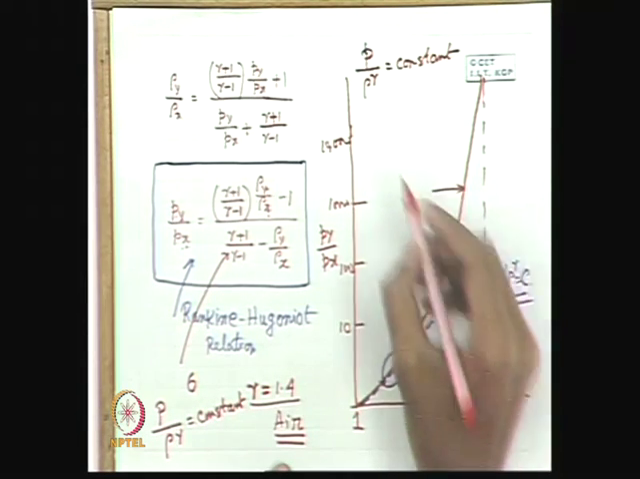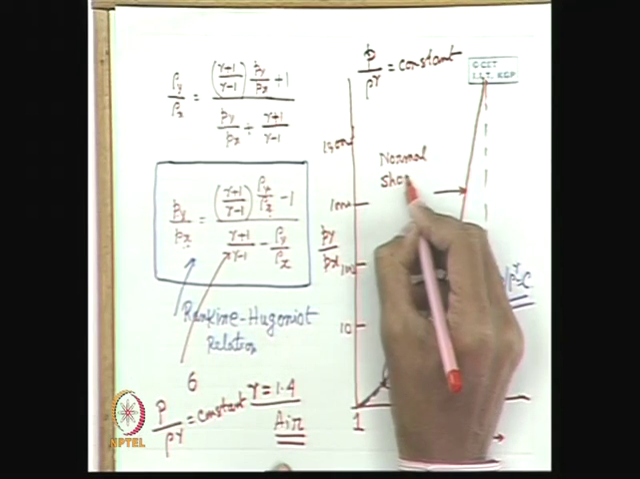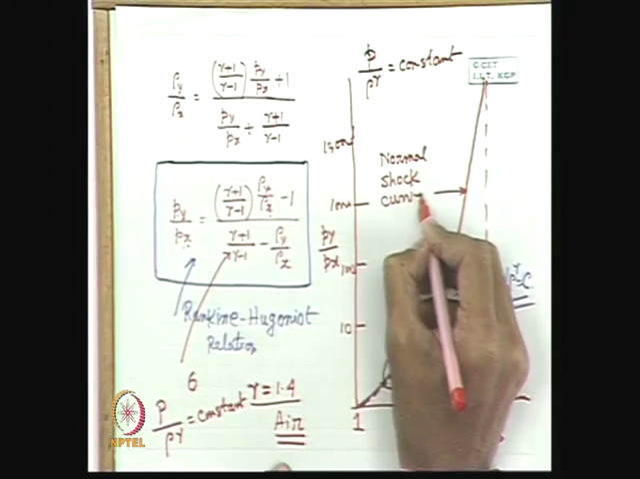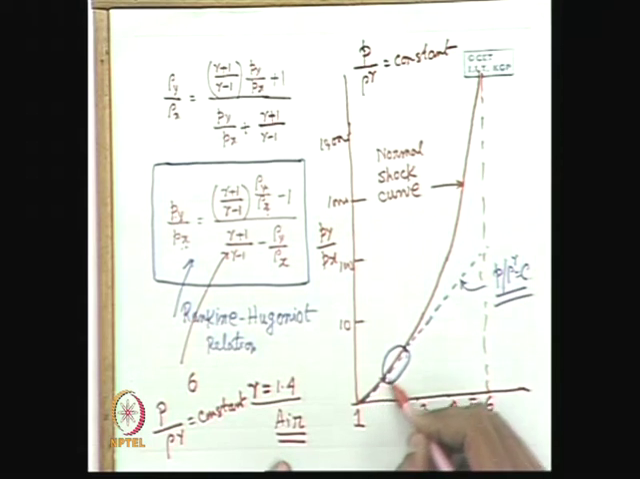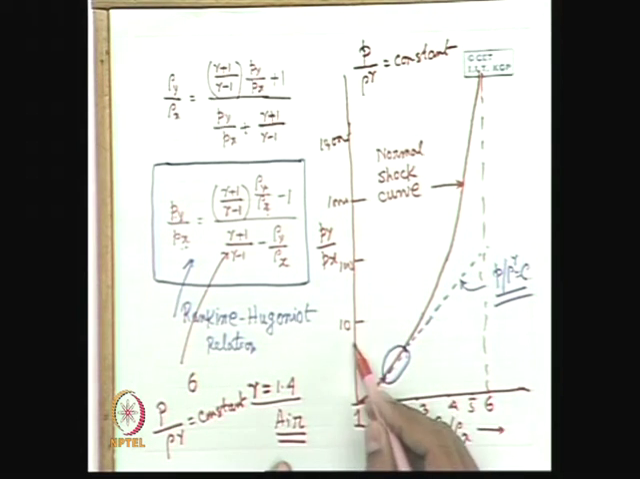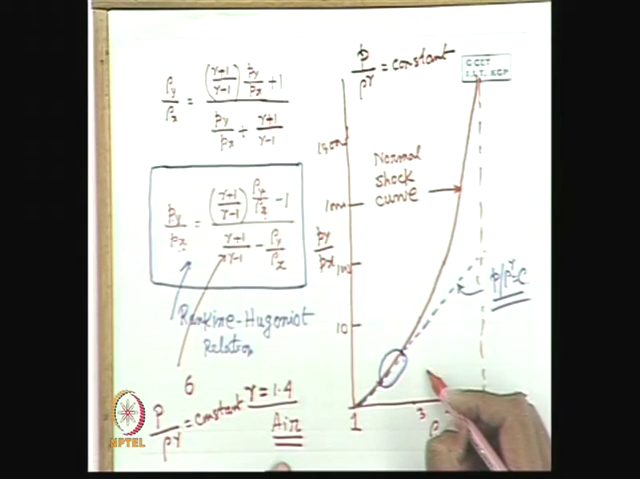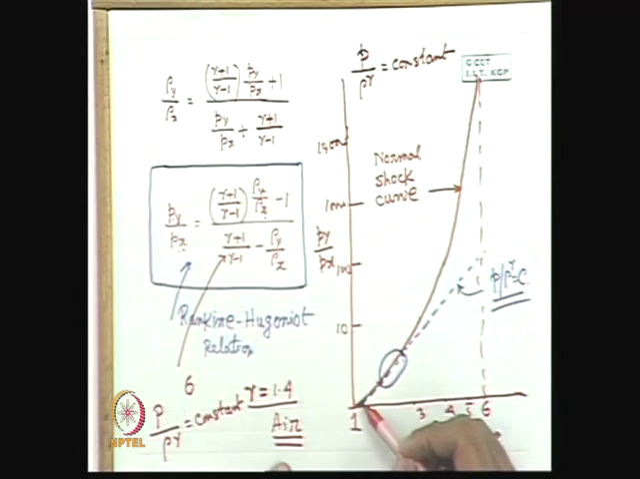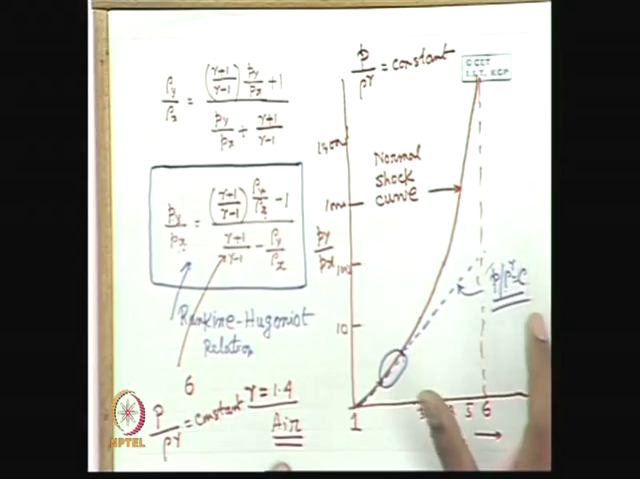This is known as the normal shock curve, or Rankine-Hugoniot curve. So the part of the normal shock curve or Rankine-Hugoniot curve in the very low range of pressure ratio almost coincides with the curve of the isentropic process. This leads to the conclusion that if the ratio of pressure is very small in a shock, then the relationship between pressure and density can be found from isentropic relations. That means the process of shock can be considered as an isentropic one.